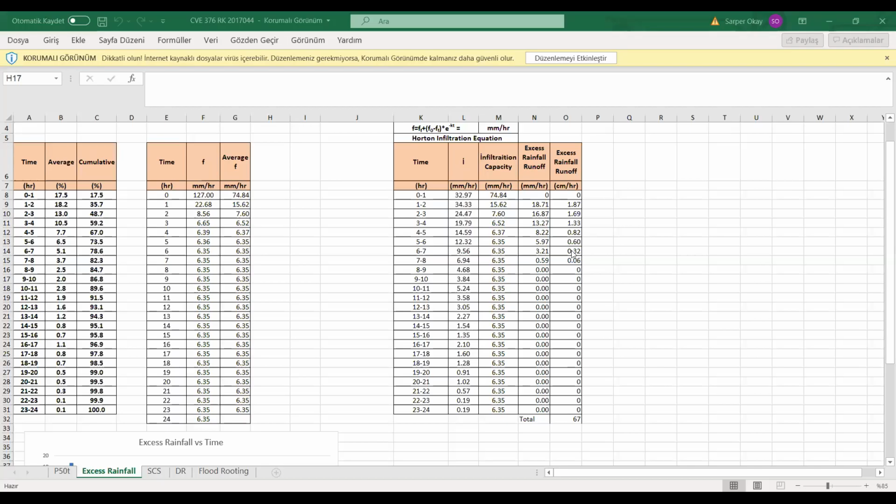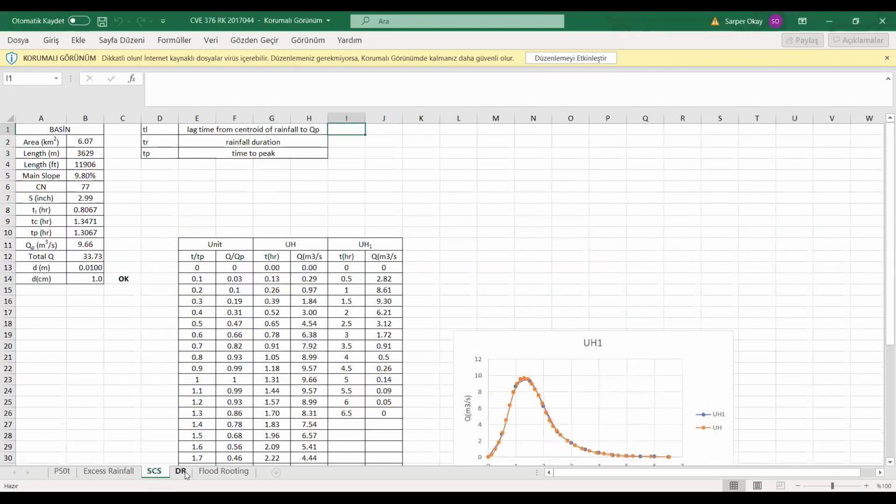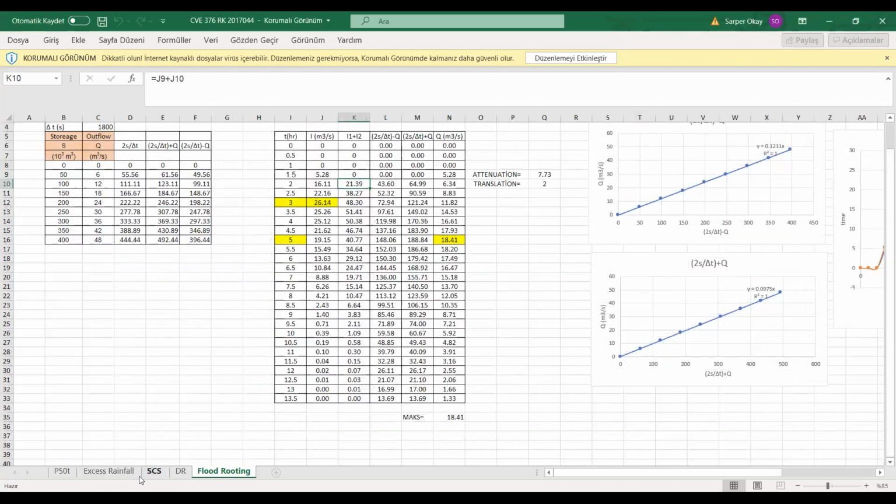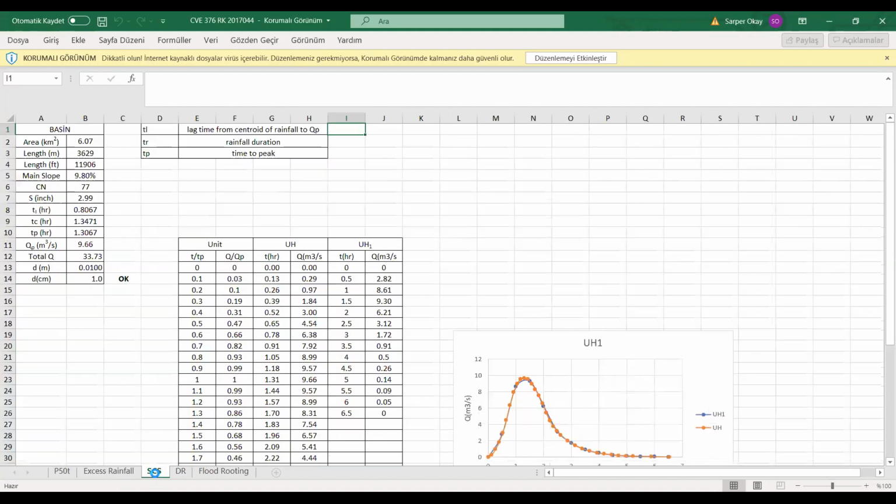Let's continue where we left off. I'm going to share. By the way, this time I'm using another dataset, so the numbers are different. Don't get confused, because in that example I just calculated them to show you how to do it. But I didn't do the SCS or direct runoff or flood routing methods. I didn't apply them, so I'm going to use an old one just to show you.